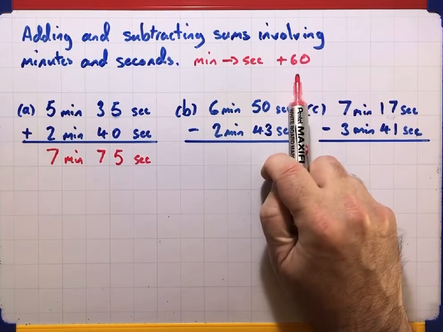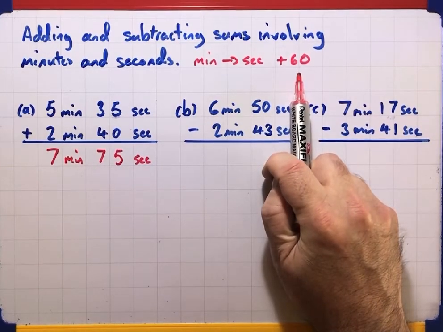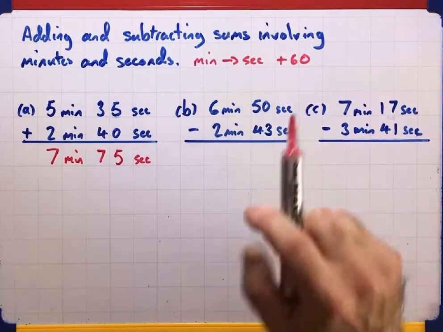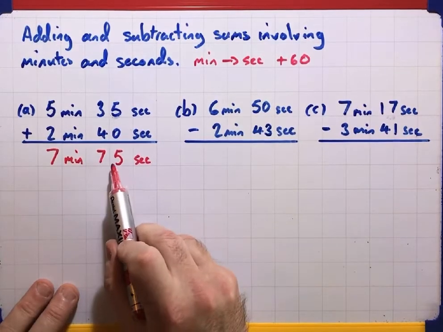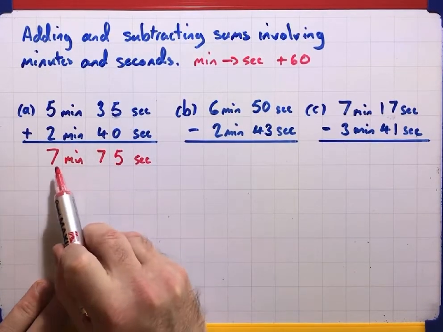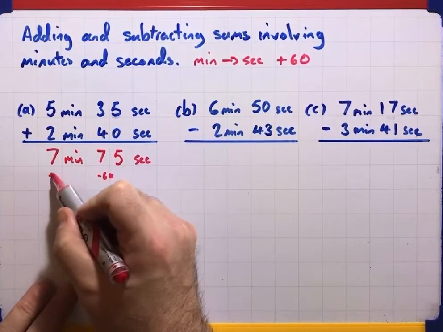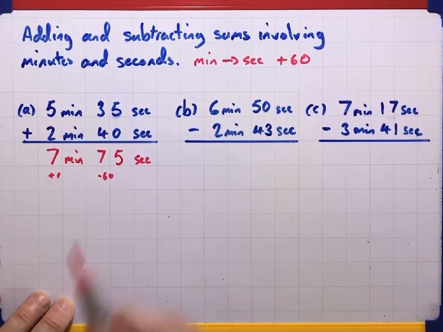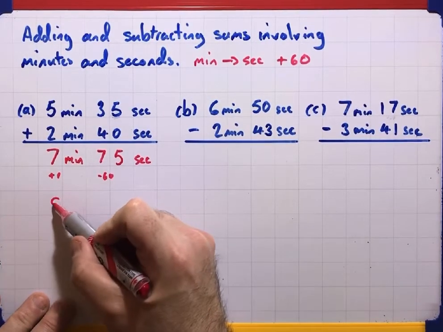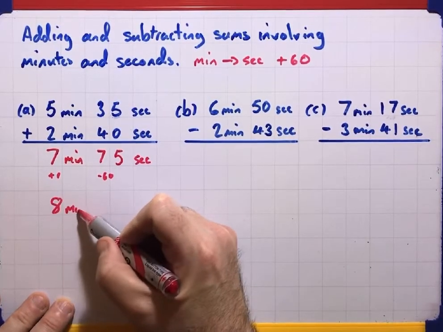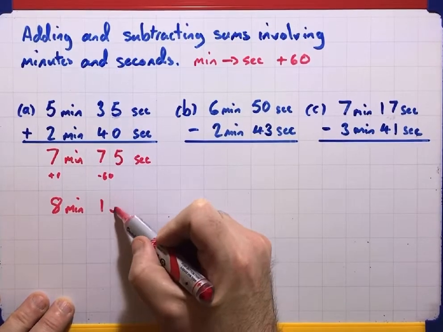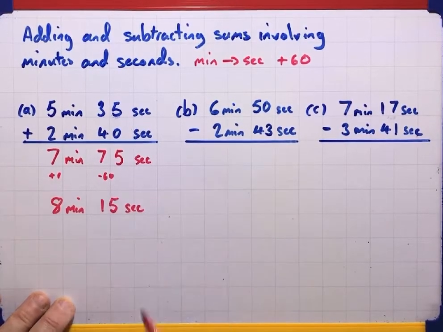But we need to bear in mind 60 seconds are a minute. So we would rewrite this one. We'd take 60 seconds from there and add 1 minute to there. So you're going to take 60 off that and add 1 to that side, because every 60 seconds is 1 minute. So that means that our final answer should be 8 minutes and 15 seconds.